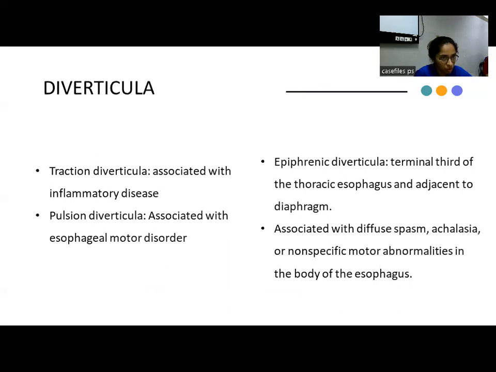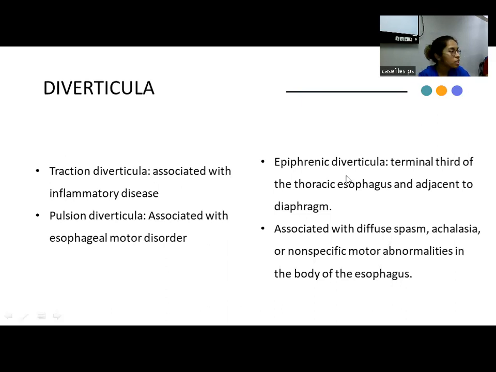Usually the disorders of the motility of the esophagus are associated with diverticulum. The diverticulum which is associated with the motility disorders is the pulsion diverticulum. These are associated with the esophageal motility disorders and usually happen when there are two hypertensive segments in the esophagus in between the normal segment. And the traction diverticulum is another type of diverticulum which is usually seen in inflammatory diseases like TB, when there are inflamed lymph nodes, which leads to the diverticulum of the esophagus.